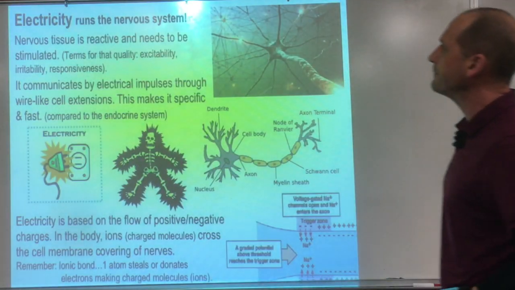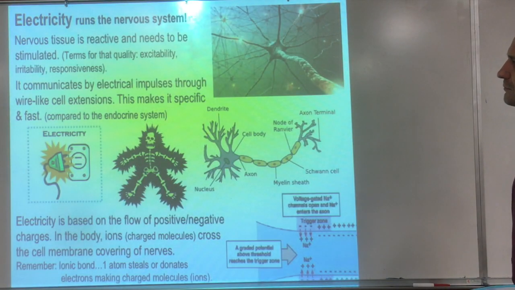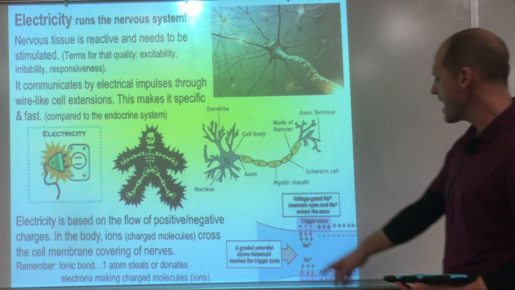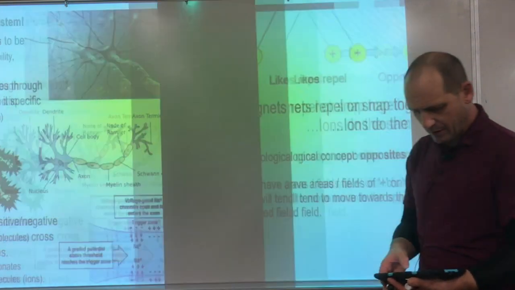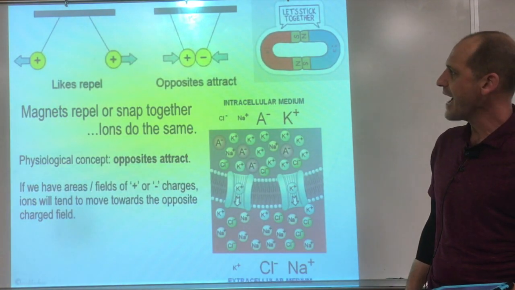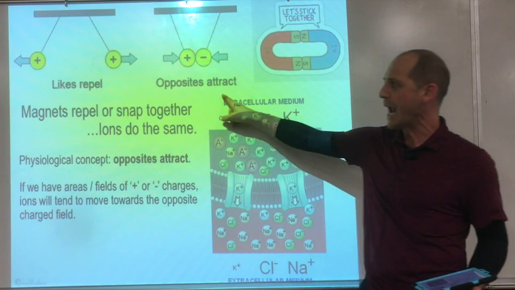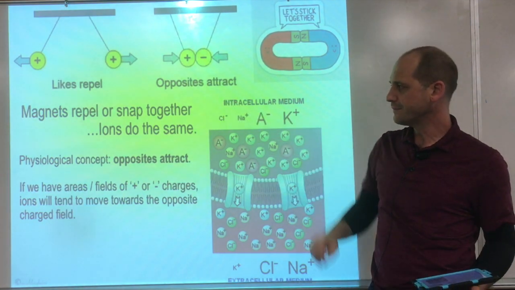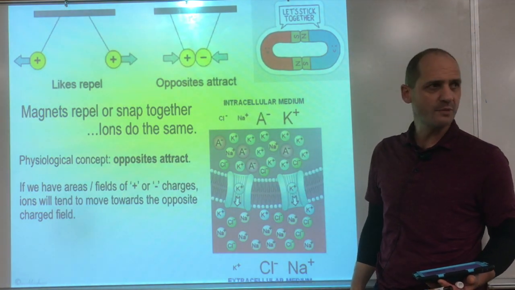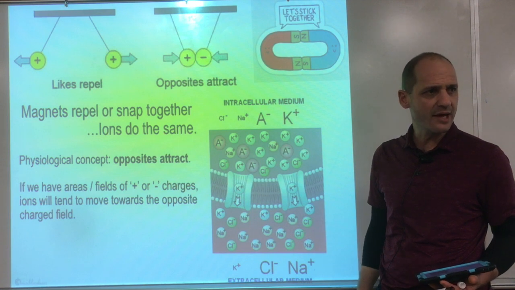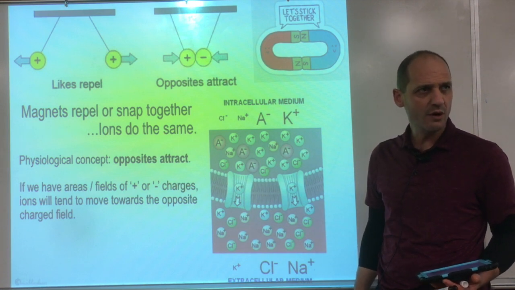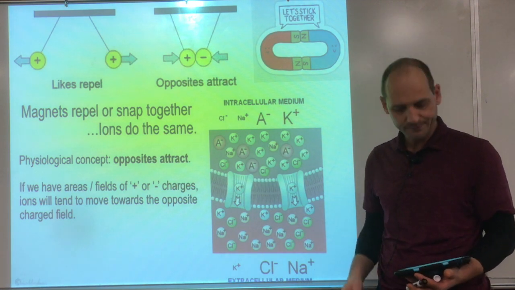Let's see where we see that. So that's the ion stuff here, right? And then here is the likes repel. That's the positive to positive. Opposites attract. So that's the concept that we need to understand. If you got a negative thing, it wants to go to the positive thing. If you got a positive thing, it wants to go to the negative thing.